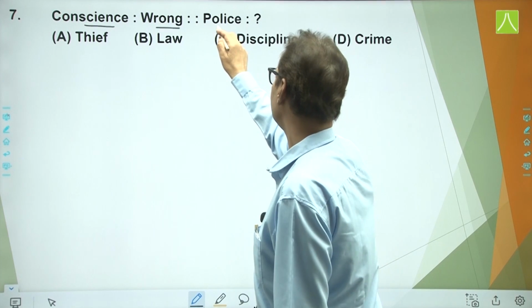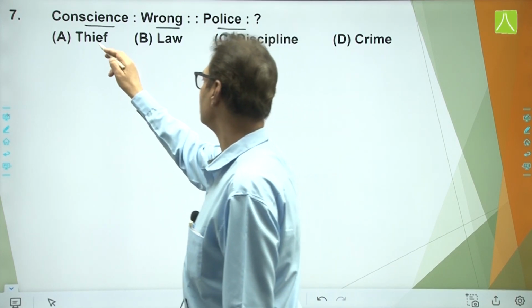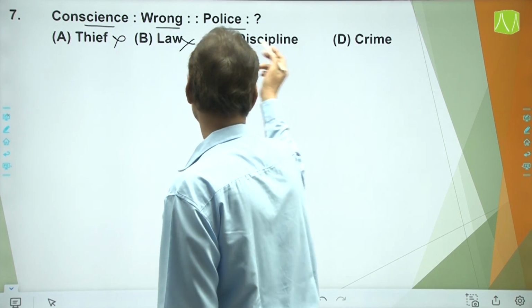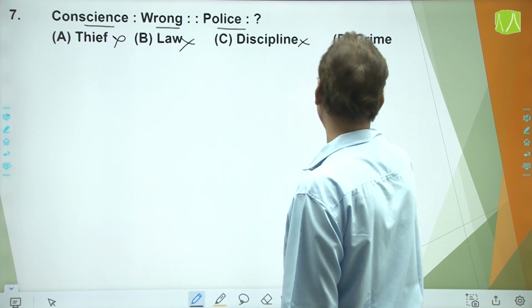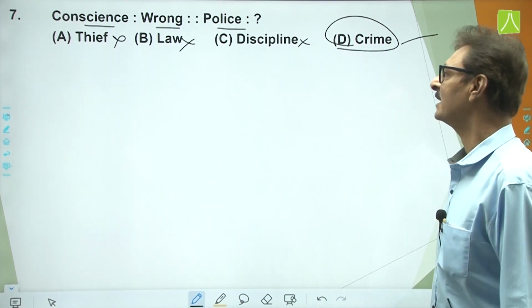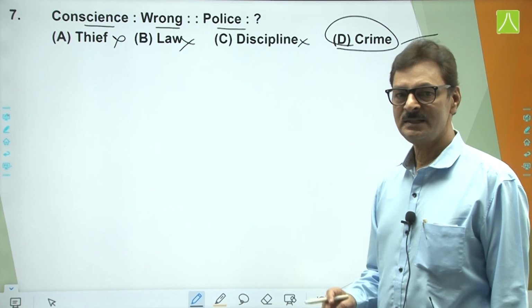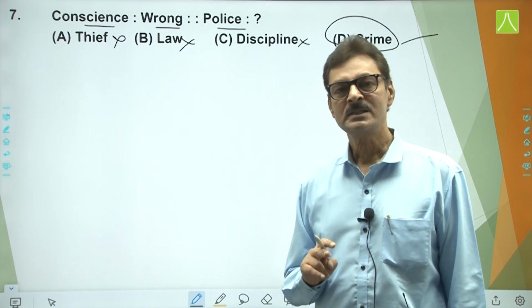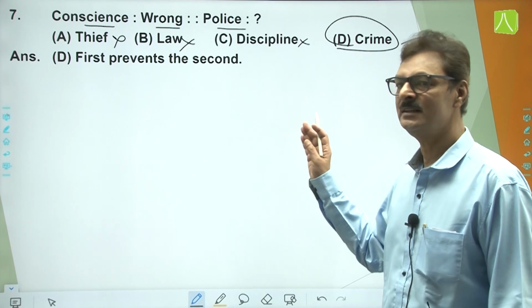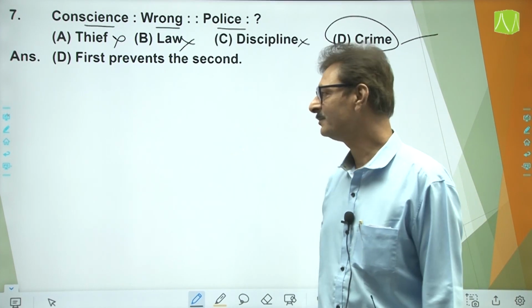Similarly, police prevents us from what? Police prevents us from thief? No. Police prevents us from law? No. Police prevents us from discipline? Sawal hi nahi hai. Police prevents us from crime? Yes. This is the correct answer for this. Conscience is related to wrong. Similarly, police is related to crime. So the first prevents the second one.